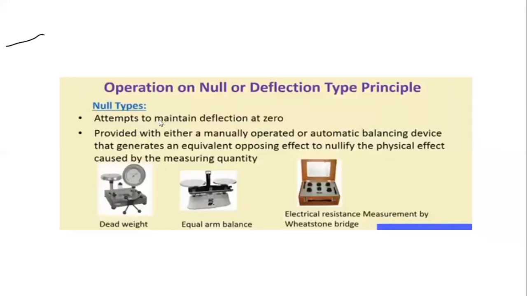So that instrument should read a zero deflection. So calibrate ചെയ്ത് ഒരു പ്രൈമറി സ്റ്റാൻഡേർഡ് വെച്ച് കാലിബ്രേറ്റ് ചെയ്ത ഔട്ട്പുട്ട് മെഷർ ചെയ്യുന്ന ഡിവൈസസിനെയാണ് null deflection type instruments എന്ന് പറയുന്നത്. For example, for measuring dead weight, an equal arm balance or Wheatstone bridge arrangement is also a null deflection type instrument.